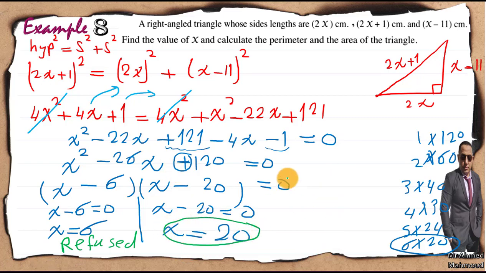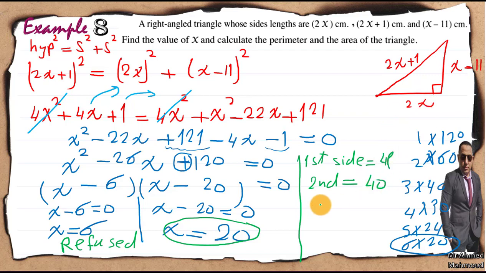So the three sides: the first side equals 2 times 20 plus 1 equals 41. The second side equals 2 times 20 equals 40. The third side equals 20 minus 11 equals 9. So the sides are 41, 40 and 9. I will leave you to find the perimeter.